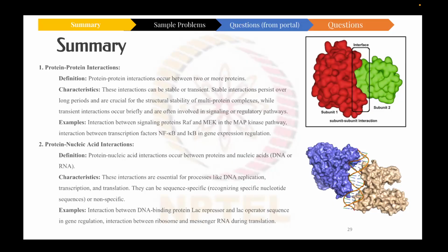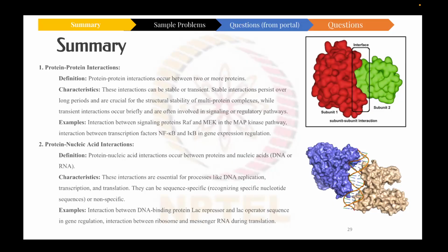First one is stable interactions. These interactions are long-lasting and essential for the structural integrity and function of multi-protein complexes. Stable interactions are often involved in structural scaffolding, cellular organization, and maintaining the architecture of molecular complexes. Examples include interactions between the ribosome, DNA polymerase, or proteasome.